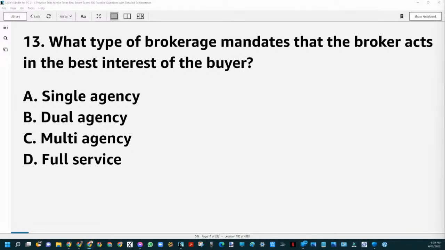So representing a buyer, okay? Basically, what type of agency? It is not D, full service, so it's either A, B, or C. Since these are national questions, it could be dual, multiple, right? But it says the broker acts in the best interest of the buyer, so they're only dealing with one side. So yes, for those of you that answered, the answer is A, single agency.